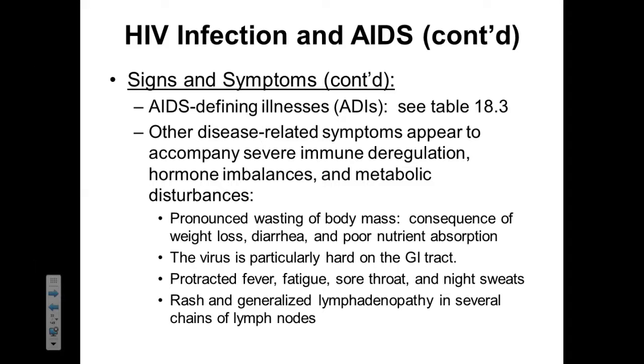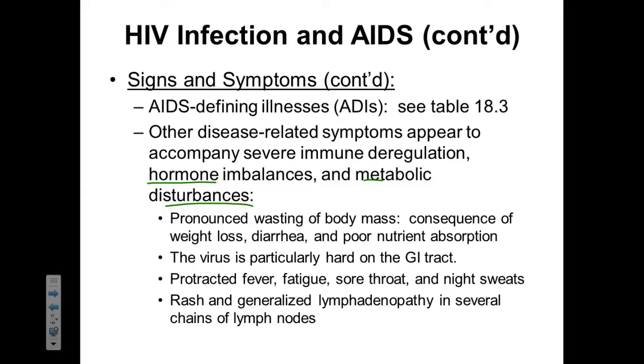Some other symptoms that are associated with HIV/AIDS include very severe immune system dysfunction. This immune system dysfunction goes hand in hand with hormonal imbalances and several metabolic disturbances as well. There's going to be a very noticeable wasting of the body mass of an individual that's HIV positive. Particularly, if we look at the patient's GI tract, HIV/AIDS has a very hard impact on our digestive tract and causes the digestive tract to malfunction and not absorb as many nutrients.